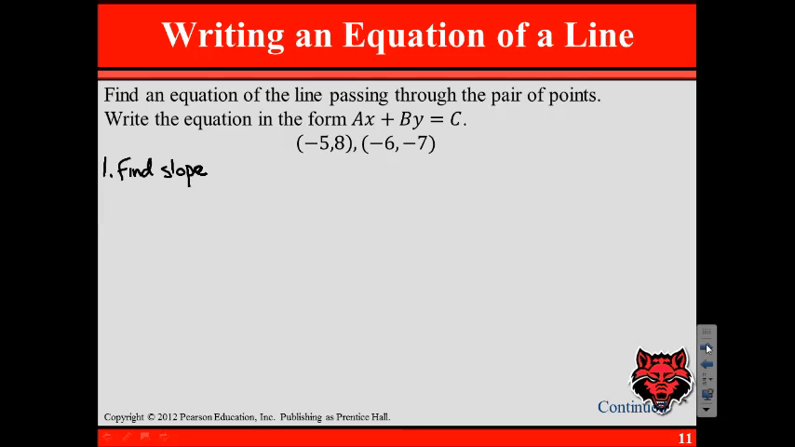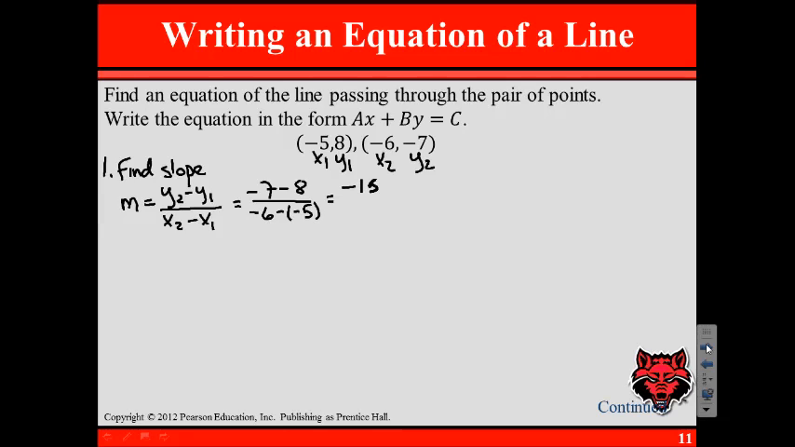Remember, if we are finding the slope, the first thing we do is label our points and write the slope formula. So we have x1, y1, x2, y2. The slope formula is m equals y2 minus y1 over x2 minus x1. We plug in the labeled information, negative 7 minus 8 over negative 6 minus negative 5. That becomes negative 15 over negative 6 plus 5, or negative 15 over negative 1, and finally a positive 15.